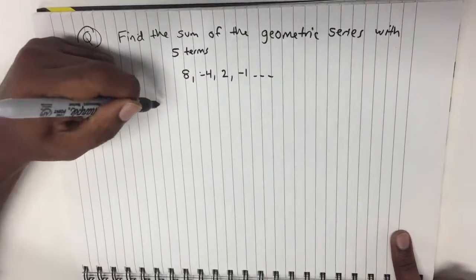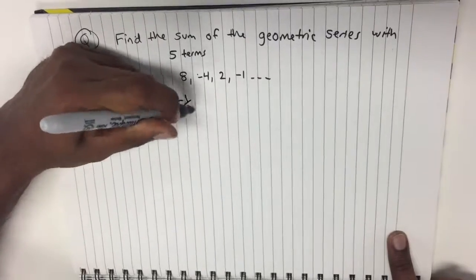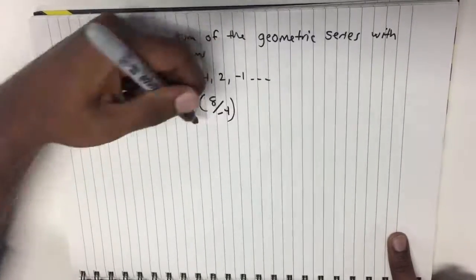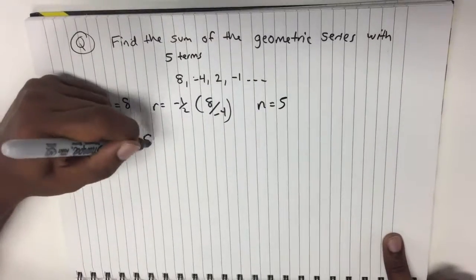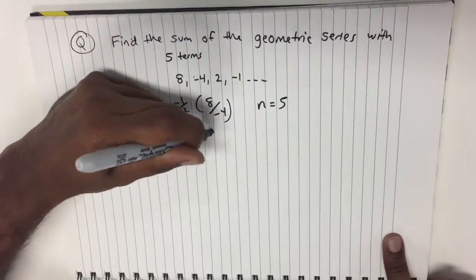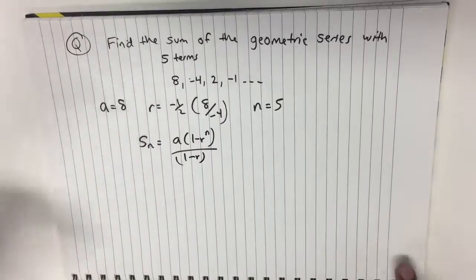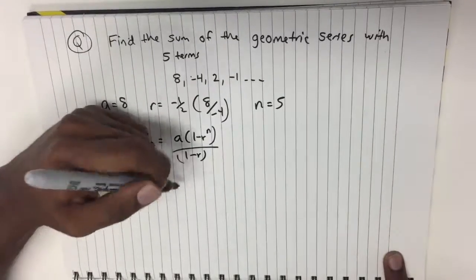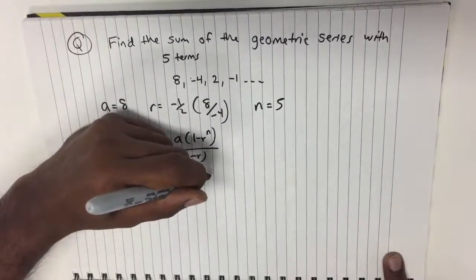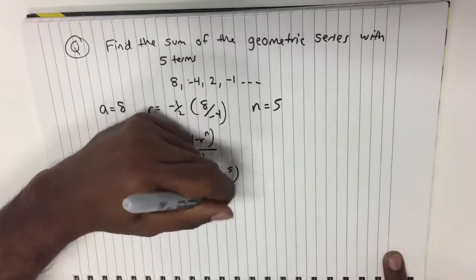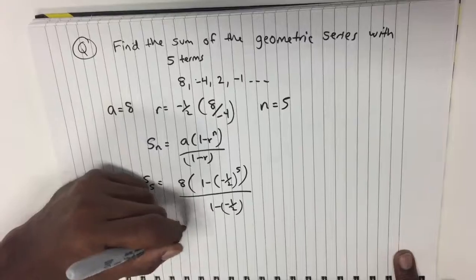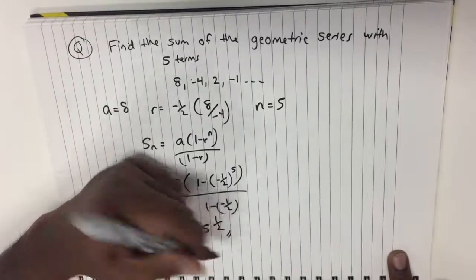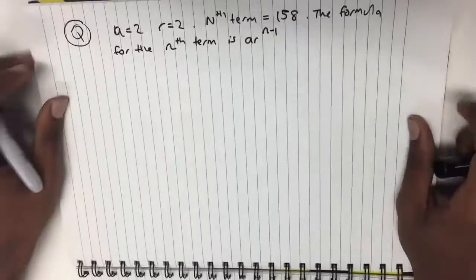Here's an example question to find the sum of a geometric series with 5 terms. Here we can denote that a equals 8, n is 5, and the ratio r is minus half. All we have to do in this question is just apply the formula. Then we obtain that the sum of the geometric series of these 5 terms is 11 over 2.